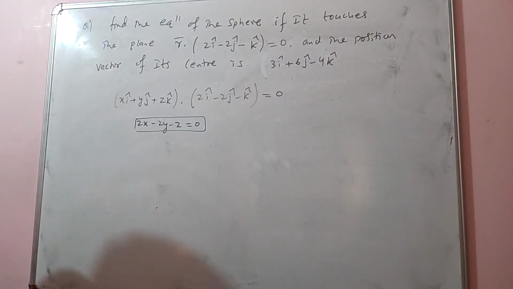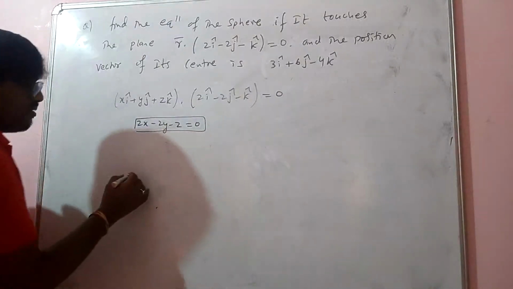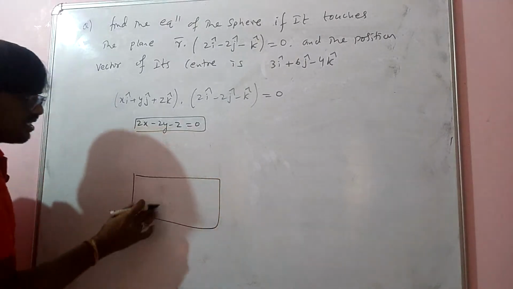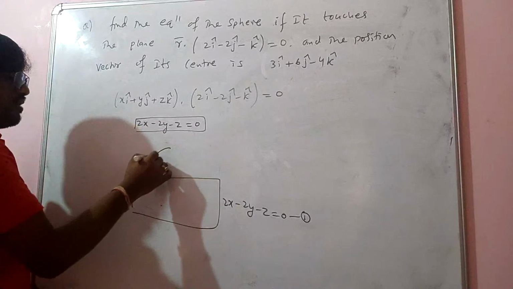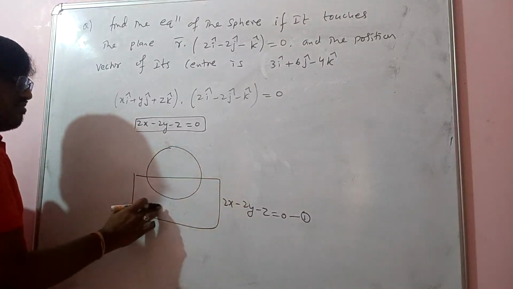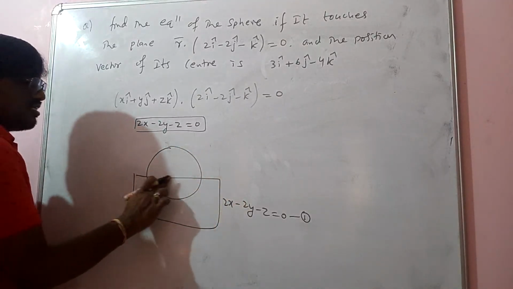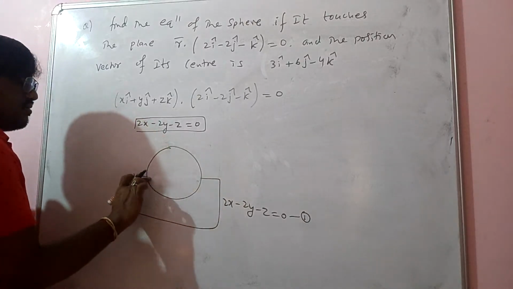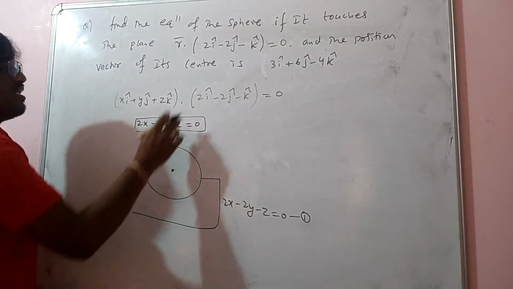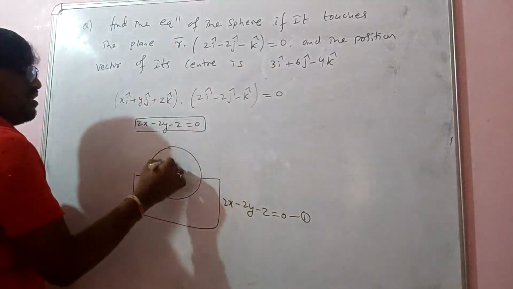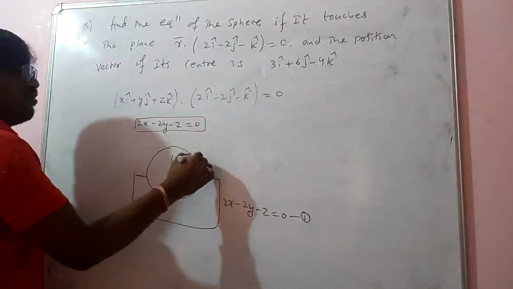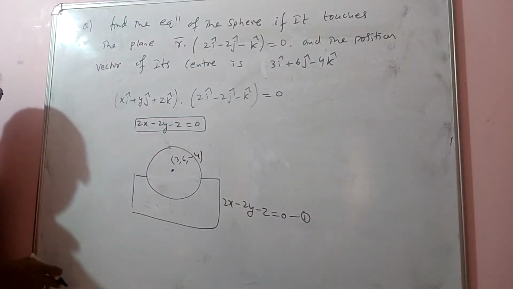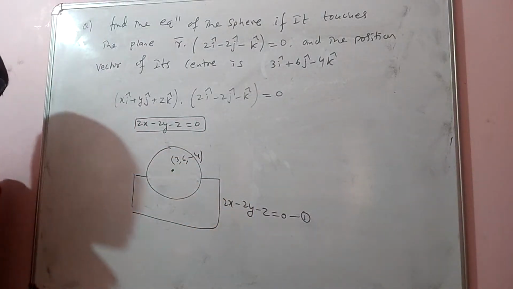So this is the equation of the plane. What is the center? Can you tell me what the center is? Here the sphere center is given, 2x minus 2y minus z, and the plane is touching the sphere, not cutting it. The center of the sphere is given, with position vector 3 comma 6 comma minus 4. And you have to find the equation of the plane.